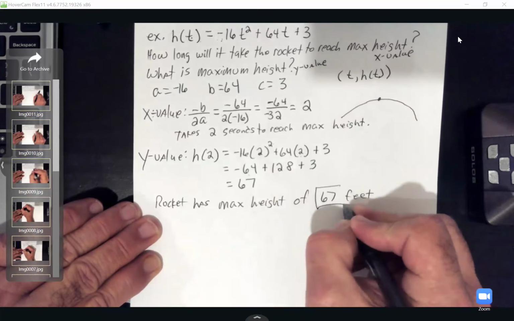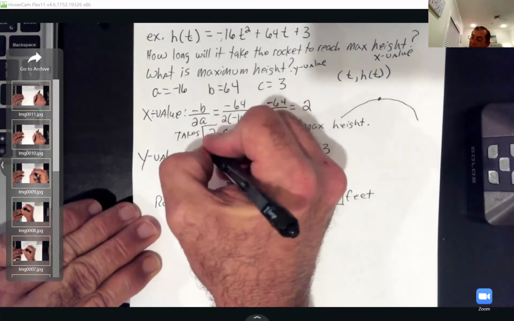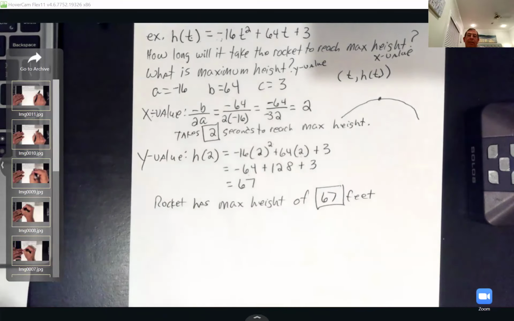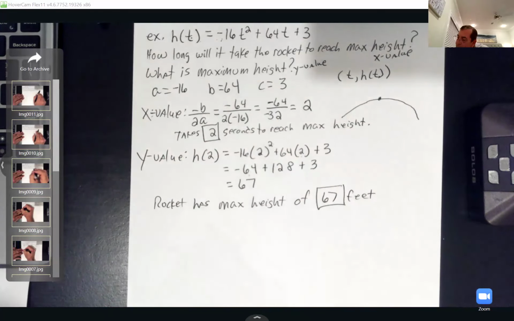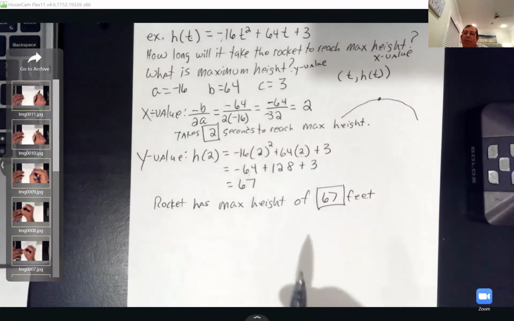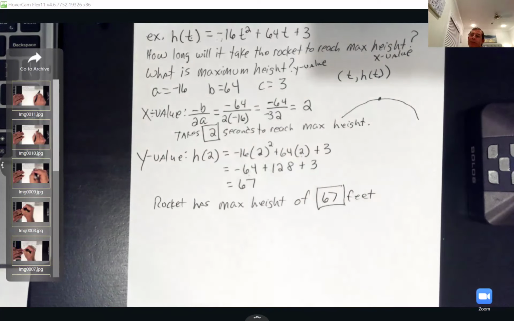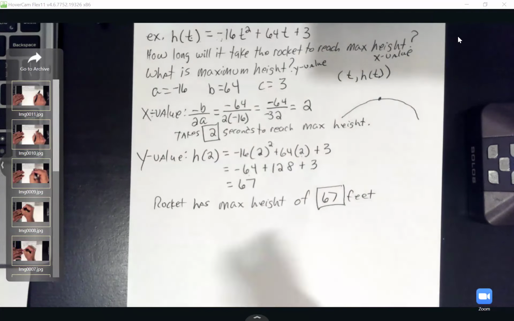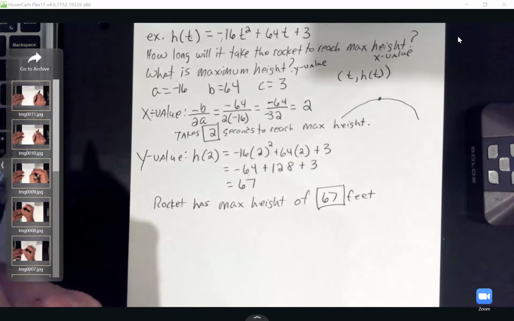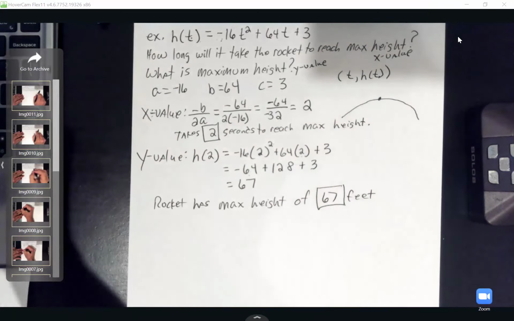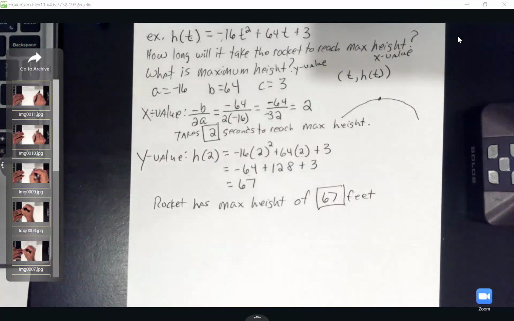You're just putting in the 67, and then you're just putting in the 2 for the seconds. It'll already have the words for you. So 67 feet, that's probably what, a 5, 6, 7-story building. So I guess it was all right for a rocket. All righty, any questions on those?